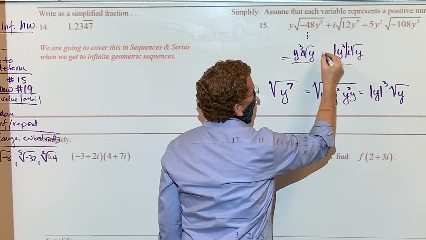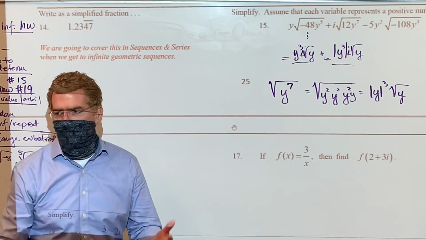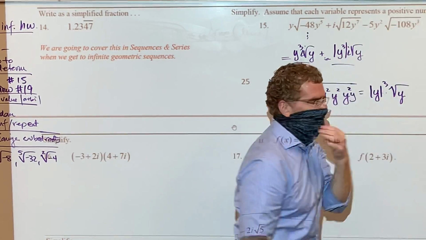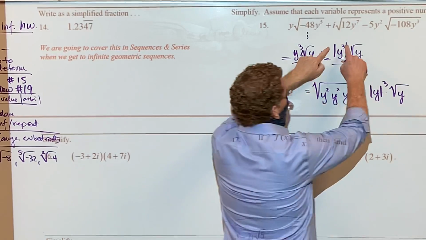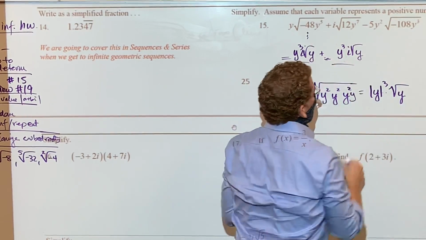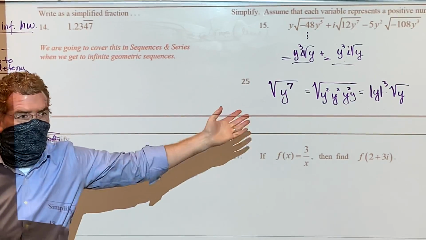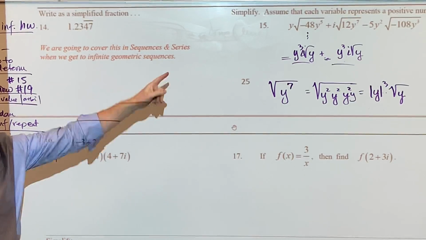Well, how do I add those? The short answer is I don't, because I don't have like terms. But what if I come along and say, hey, each variable represents a positive number? Then what do you not have to worry about? And now I can add them. So they were trying to make a tricky problem on your homework. I just used the example and the wording from the homework. So if you did your homework, you ran into that at some point.